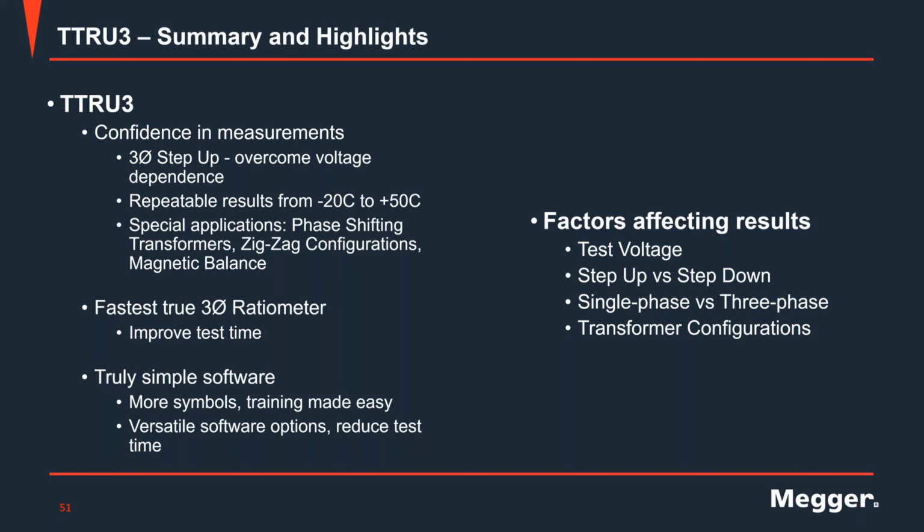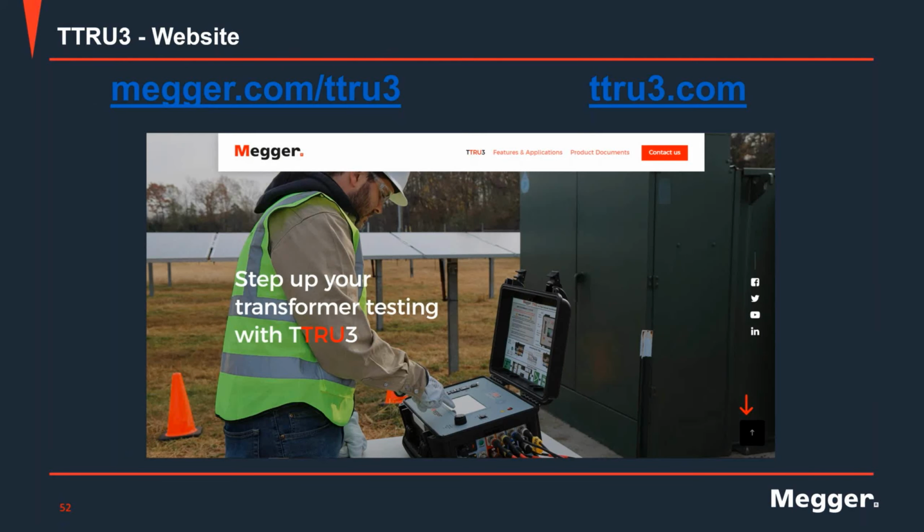And we also included magnetic balance as a feature. So in general, the features will help you not only improve testing time, but also perform the measurements in a more accurate way, and, we think, also safer. With the provisions for stepping up, the type of leads, and all the software features, I think it's an all-around excellent TTR option. If you need more information on the unit, you can go to our dedicated websites for the TTR U3, either megger.com/TTRU3 or TTRU3.com.